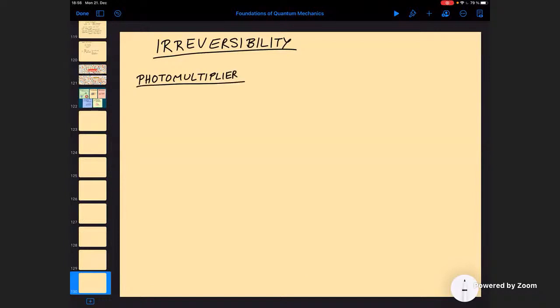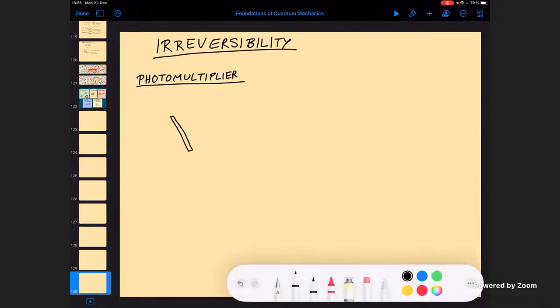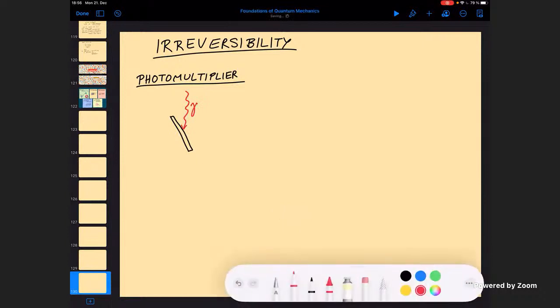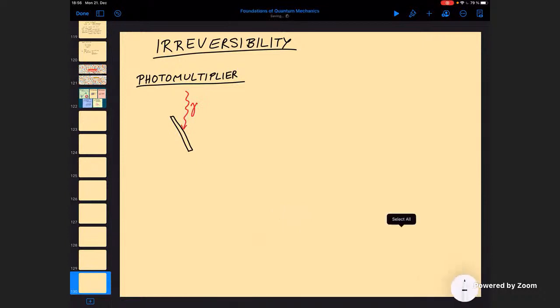Okay, so how does a photomultiplier work? Well, we have a kind of metal plate on which a photon hits, because that's our purpose here, to detect a single photon. And what this does is it ejects a single electron. Now, already this, truth be told, could be quite an irreversible process. It's very difficult to figure out a very artificial scenario where we could reverse this.